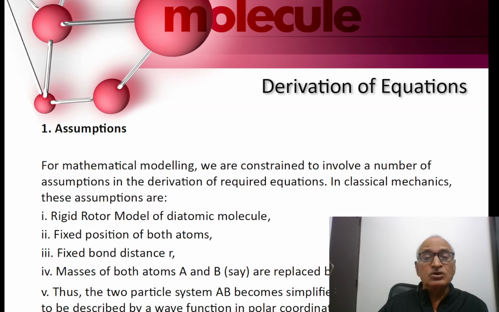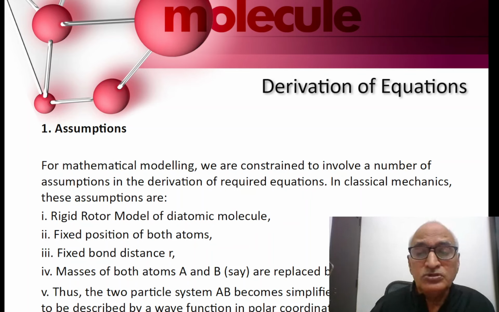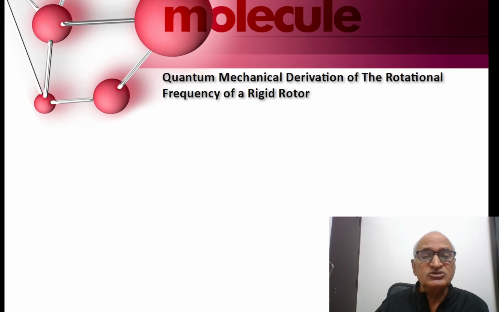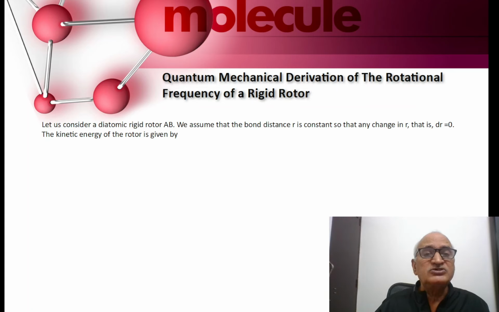You might ask this question: when we have two atoms having separate masses, why do we use reduced mass? When we use reduced mass, the two particle system is simplified to a one particle system. We need one simple wave function, and quantum mechanically it will be very easy to solve such an equation using the Schrodinger wave equation, H psi equal to E psi. This can be modeled and solved for the energy of rotation. Now let us consider a rigid rotor. We assume that the bond distance r is constant, so any change in r, that is dr, must be zero. Remember this point. Because we have assumed bond distance r is constant, any slight change in bond distance, that is dr, where d indicates a very small change, must be equal to zero.